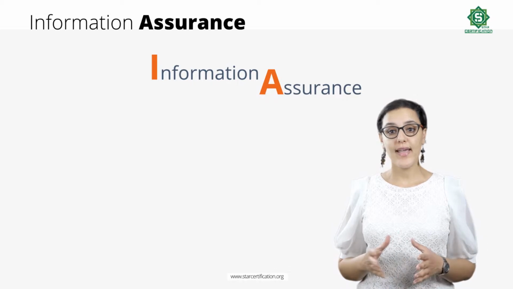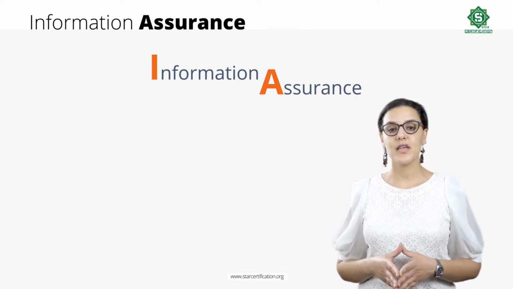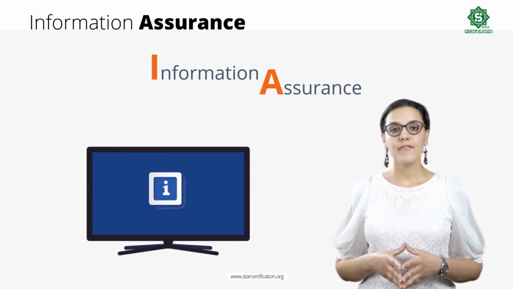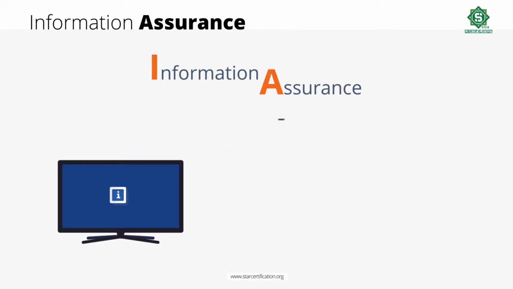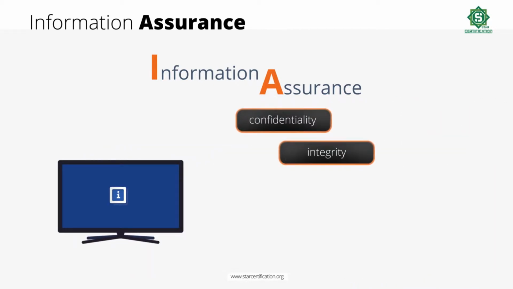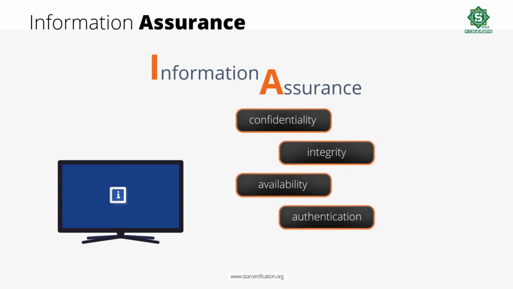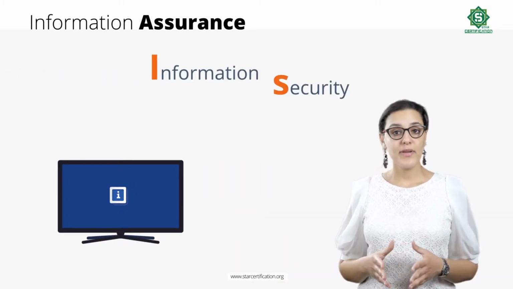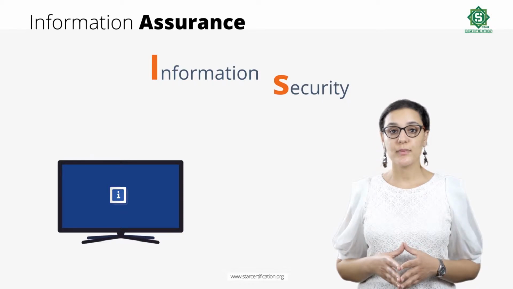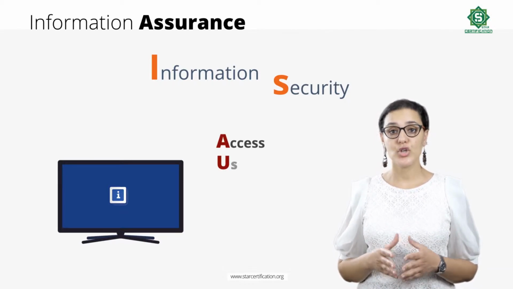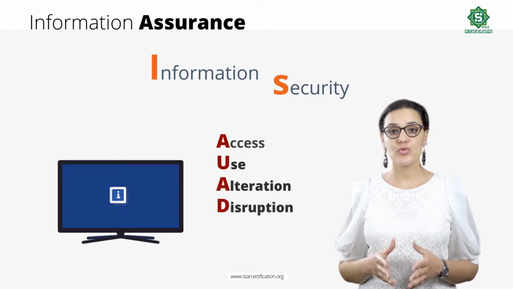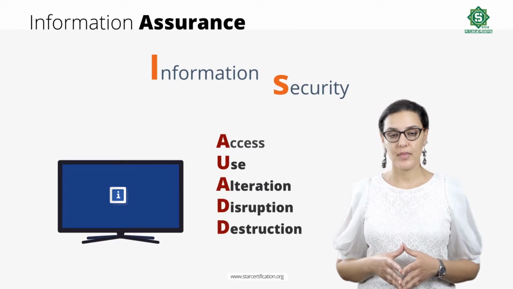Information assurance, or IA, refers to steps taken to protect information and information systems by ensuring their confidentiality, integrity, availability, authentication, and non-repudiation. Information security, or IS, refers to the protection of information systems from illegitimate access, use, alteration, disruption, and destruction.